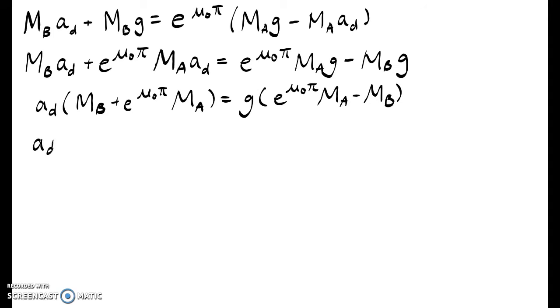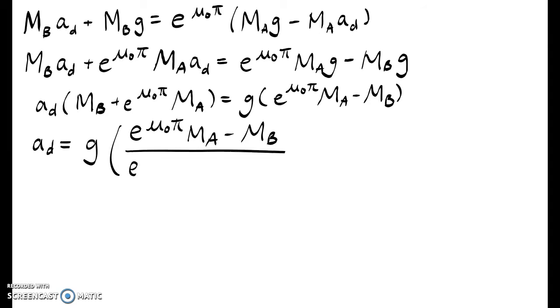Now when we're solving for AD, we find that AD is just equal to G times this coefficient, e to the mu 0 pi MA minus MB over, if we rearrange the terms, e to the mu 0 pi MA plus MB.